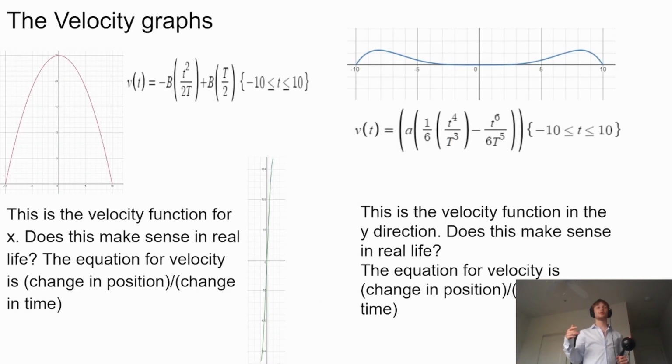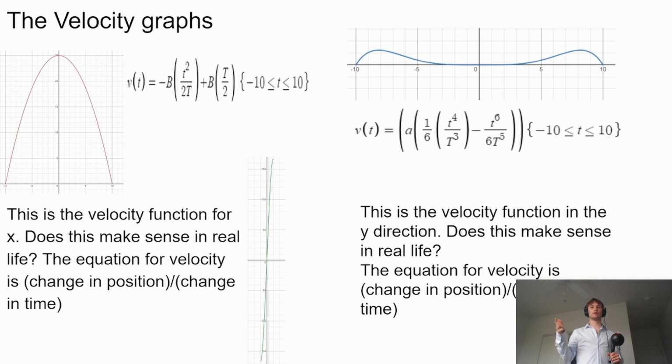We can also see this for velocity graphs. We see the derivative of this green graph is going to equal the red graph, right? And this makes sense, right? The change in position over the change in time. The slope for green is always positive, just like red is always positive.